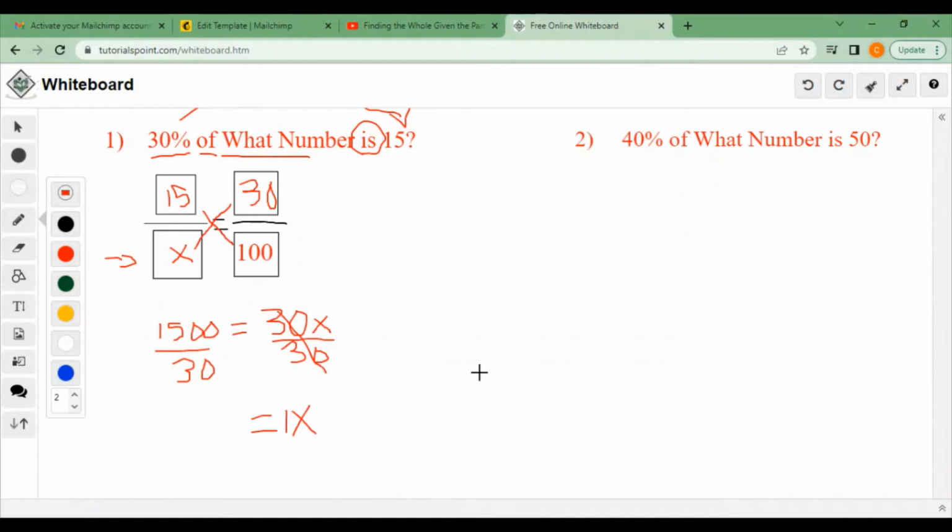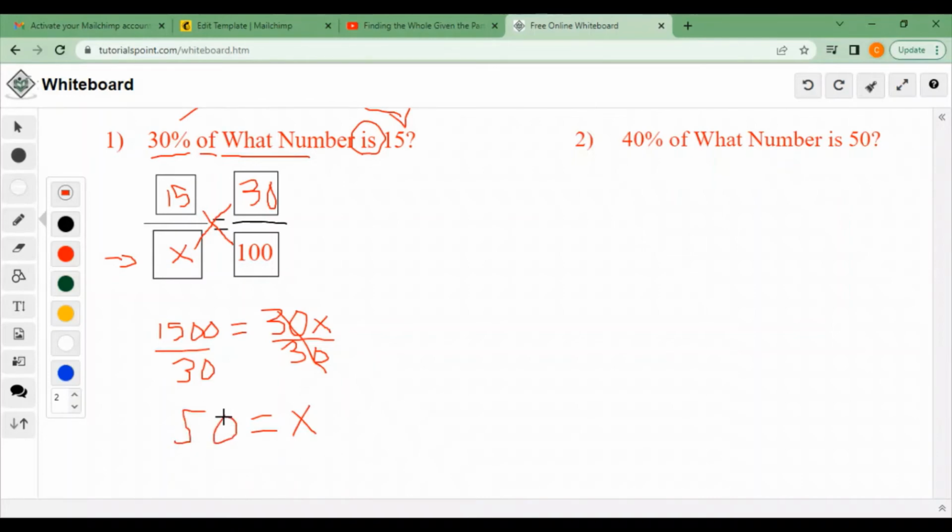You can put a 1x there if you want to, but if it's just 1, we usually just leave it as x, okay? And then we're dividing the 1,500 by 30 right there. You can do some little tricks here. 15 divided by 3 is really 5, and you cancel out a 0. So that essentially is going to equal 50.